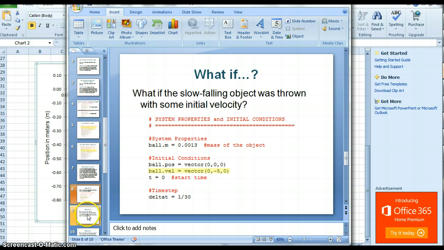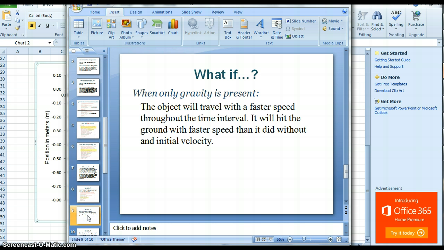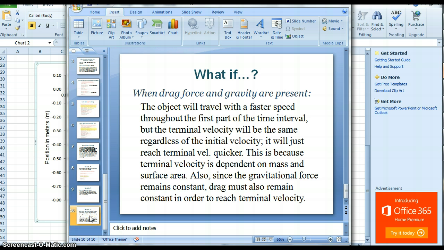And so when only gravity is present, all this means is the object will travel with a faster speed throughout the time interval. It will hit the ground with a faster speed than it did without an initial velocity. And then so what if the same condition occurred, but when drag force and gravity are both present? This just means that the object will travel with a faster speed throughout the first part of the time interval, but the terminal velocity will still be the same regardless of the initial velocity. It will just reach that terminal velocity quicker.